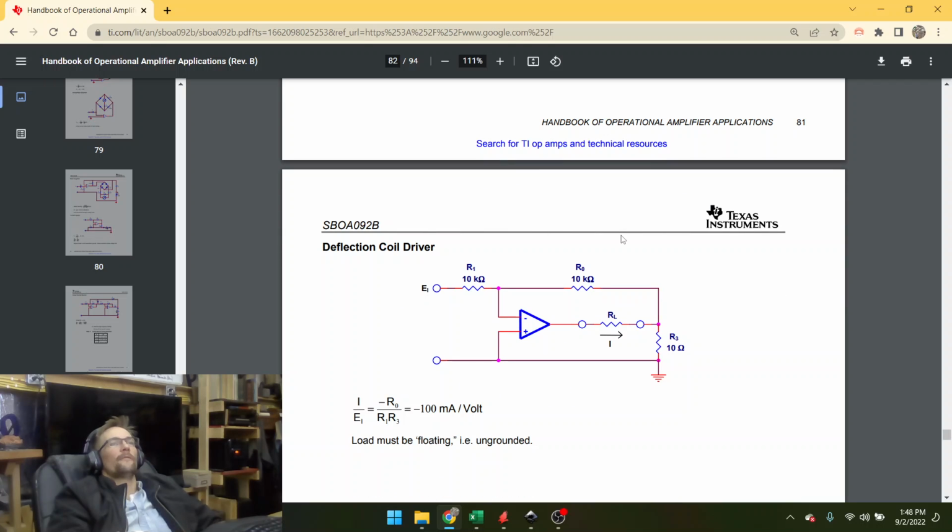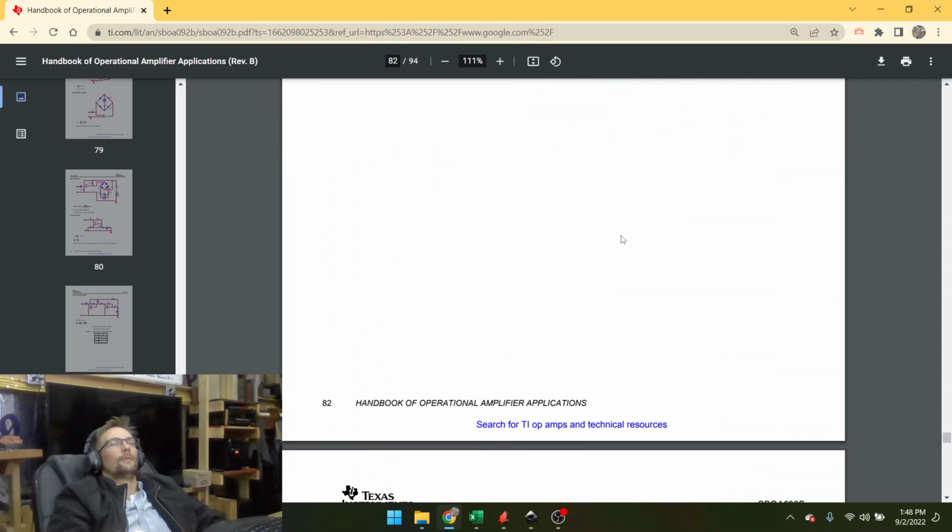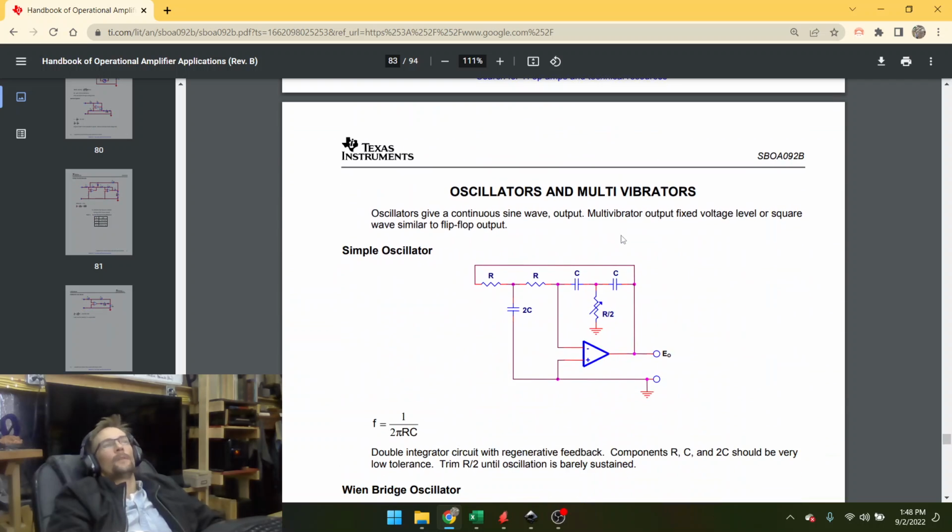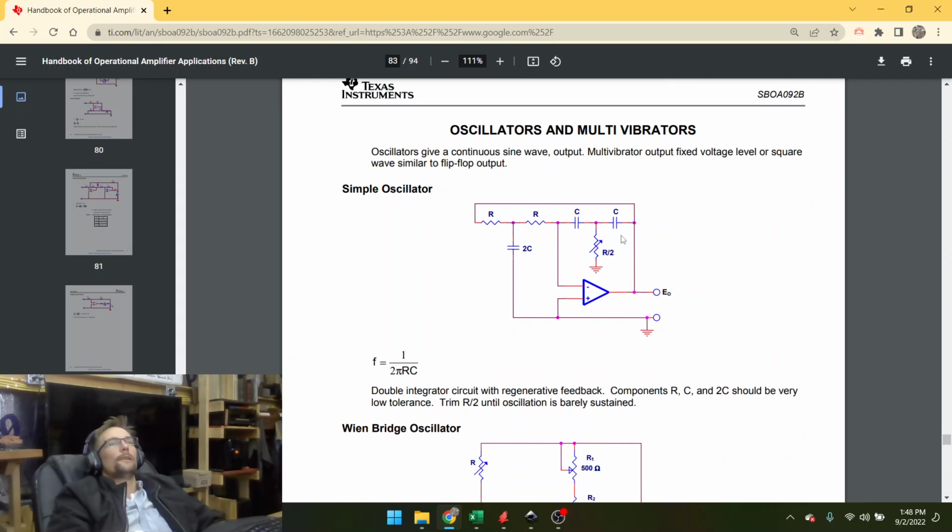Deflection coil driver. Oscillators and multivibrators. Yeah, feedback and phase and gain at the feedback pin.